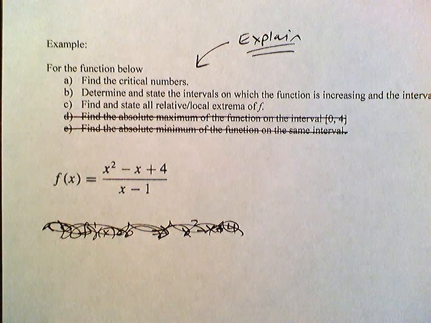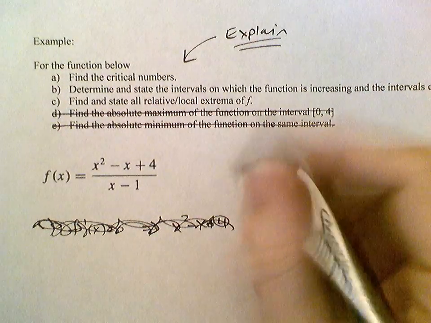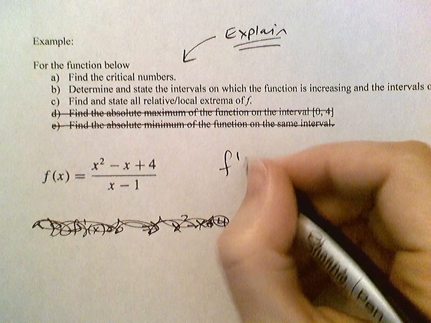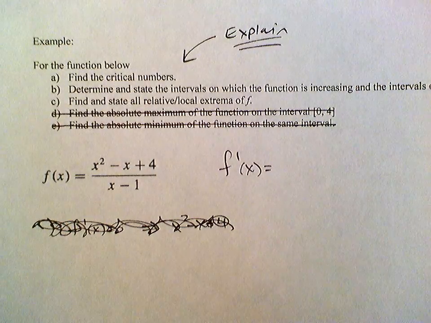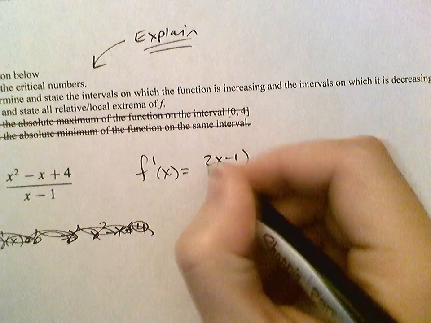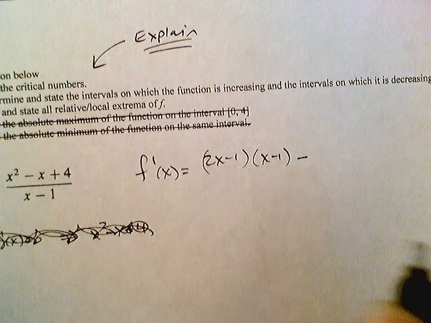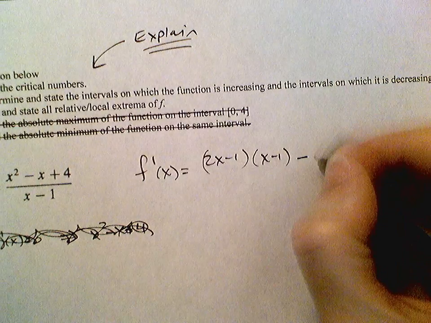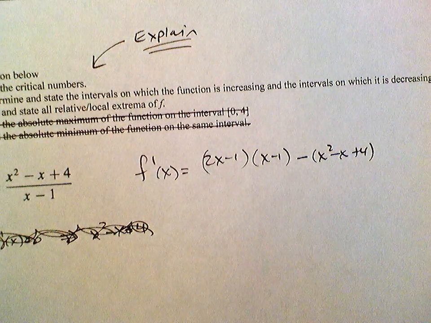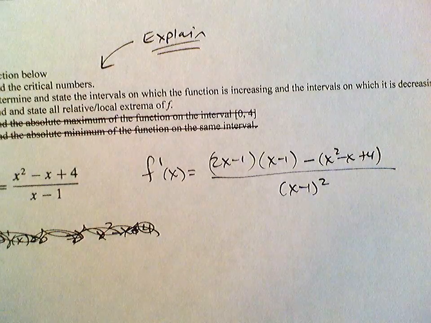The critical numbers are where the derivative is 0 or undefined. So I have to find the derivative first. So I need the quotient rule. Go at your own pace here, so go faster than me if you'd like. I'm using the quotient rule, so the derivative of the numerator is 2x minus 1 times the denominator minus the numerator, x squared minus x plus 4, times the derivative of the denominator, which is just 1, and then this is all over x minus 1 squared.